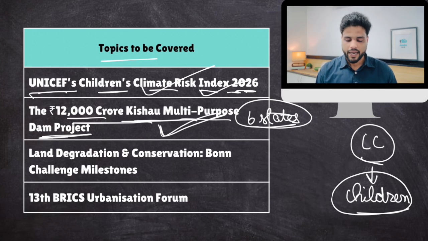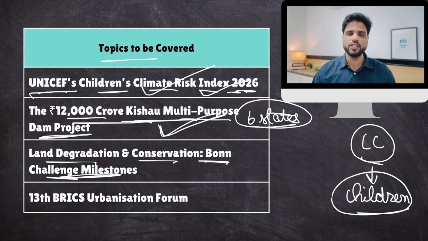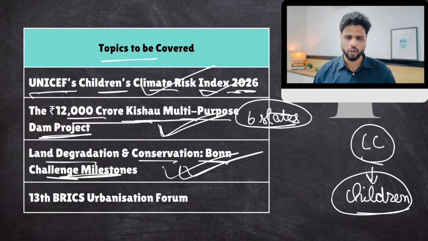Then, land degradation and conservation, Bonn Challenge milestones. So the Bonn Challenge was basically a challenge that every country took with respect to stopping desertification of land and afforestation, planting more and more trees, more and more forests. So India came out with a report that it has successfully fulfilled its Bonn Challenge commitments. So we'll talk about this.